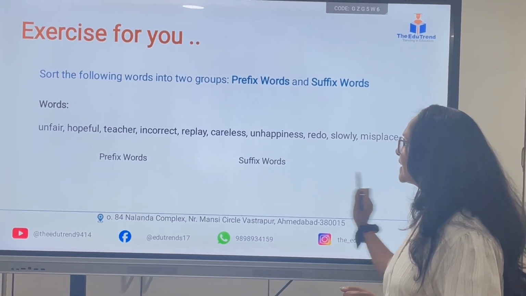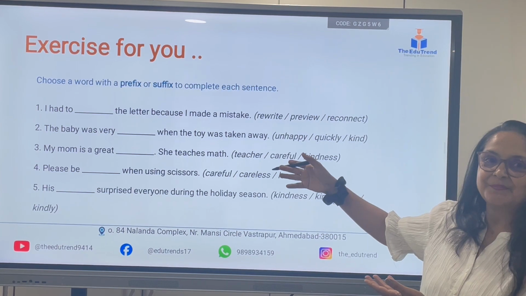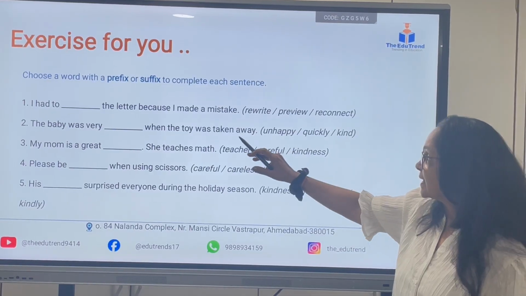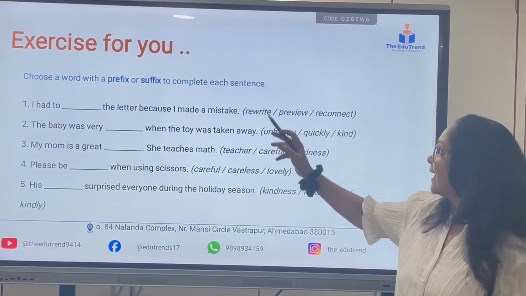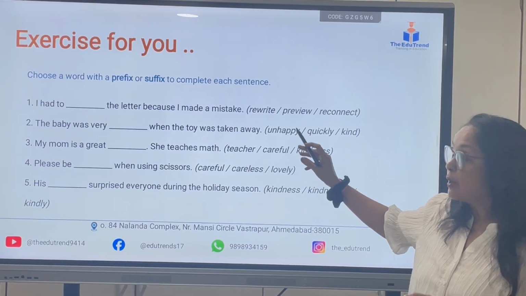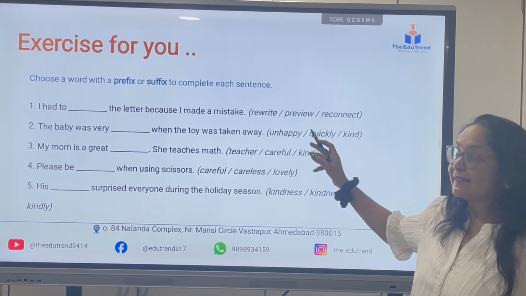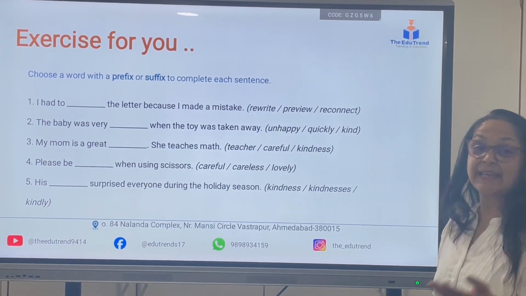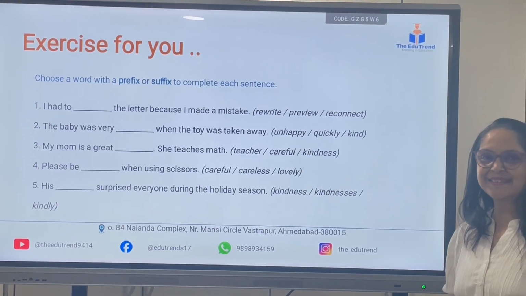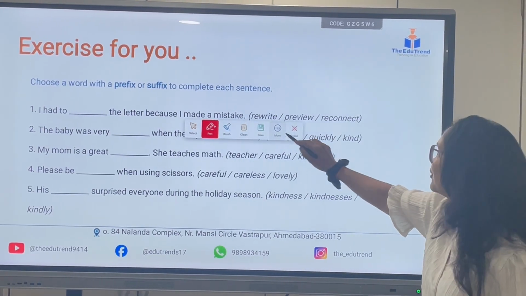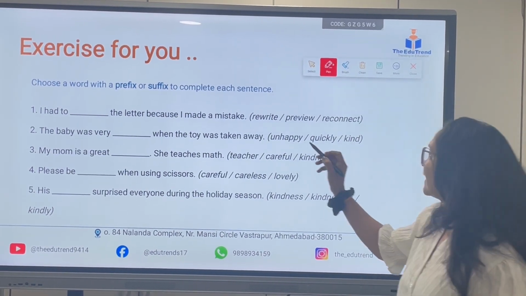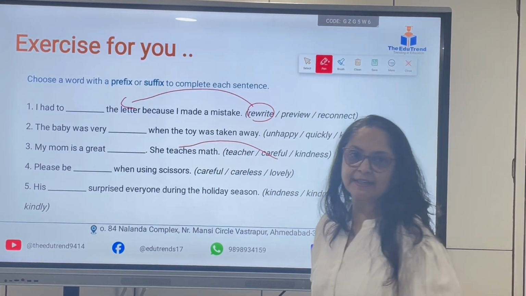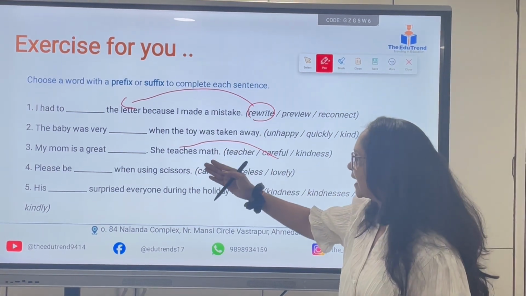And another exercise for you is here. I had to dash the letter because I made a mistake. So what? I had to rewrite, I had to preview, or I had to reconnect. What is the correct answer over here? Can you guess? Any guesses? Okay, I'm giving you the correct answer for the first one. The correct answer here is rewrite. I rewrite is the correct answer. So you have to solve it for the second, third, fourth and fifth.